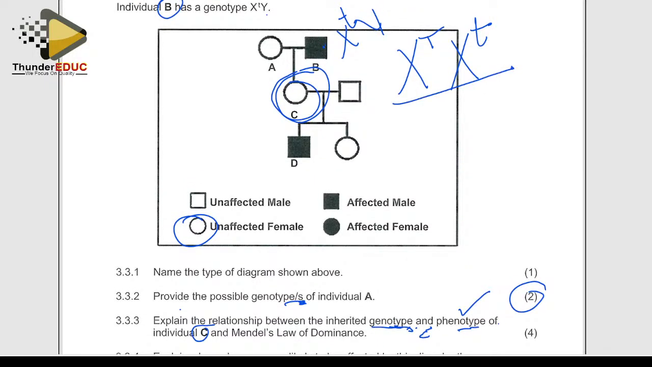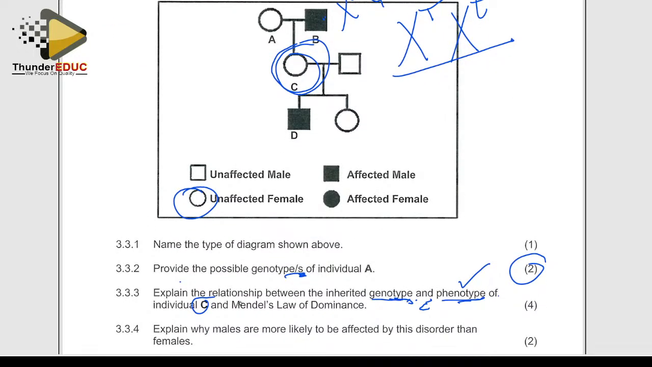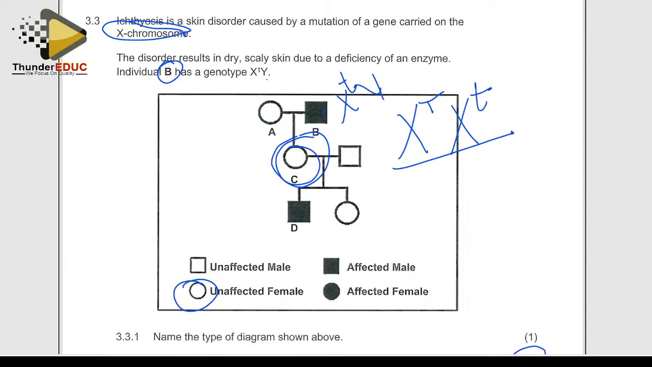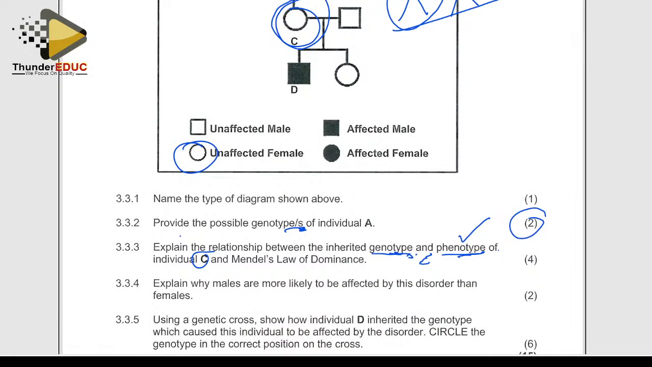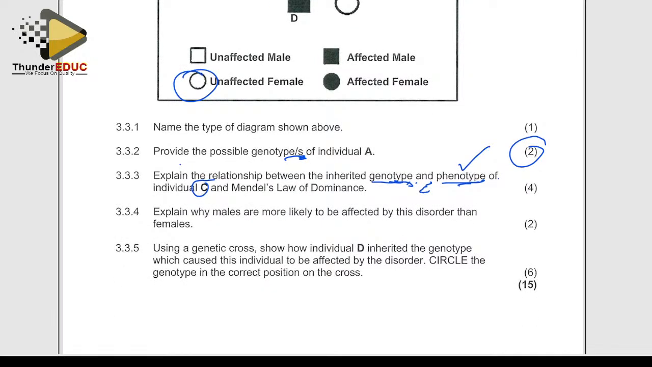That's mark 1. Then you tell us the phenotype. It is normal, it's unaffected. You understand? That is another mark. Then for the other 2 marks, you tell us about the inheritance: the individual obtained the dominant allele from the mother and the recessive allele from the father. So basically that's what they wanted in that regard.